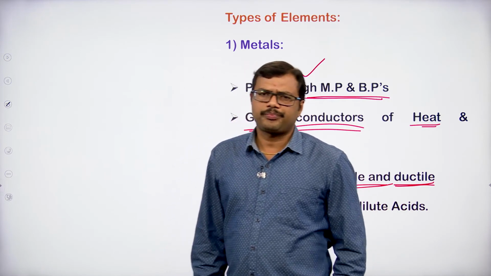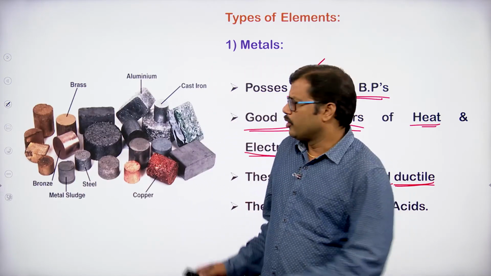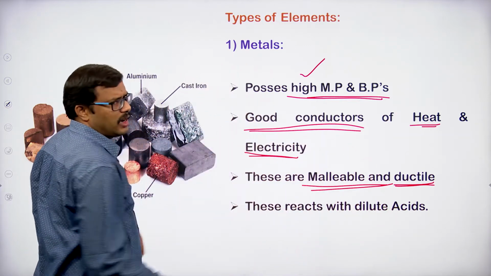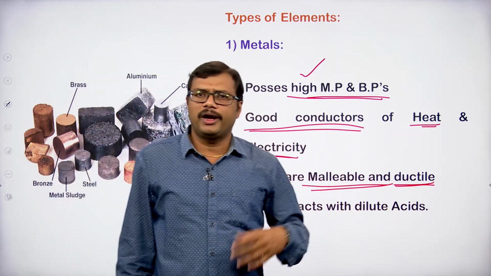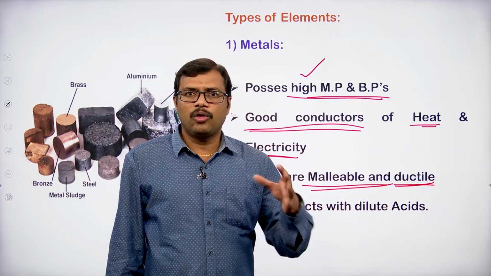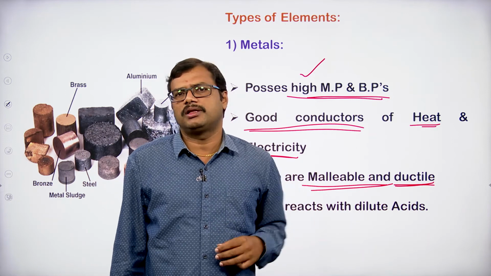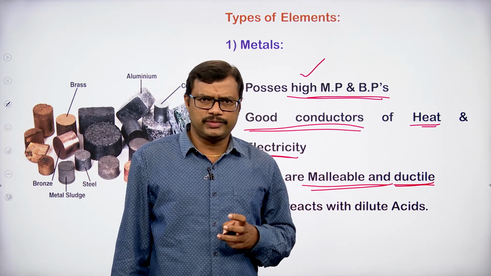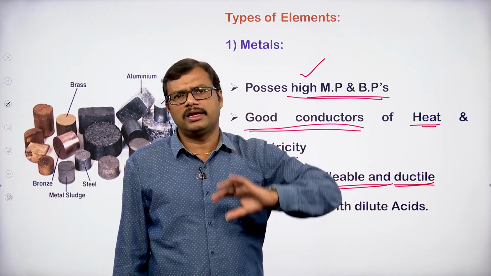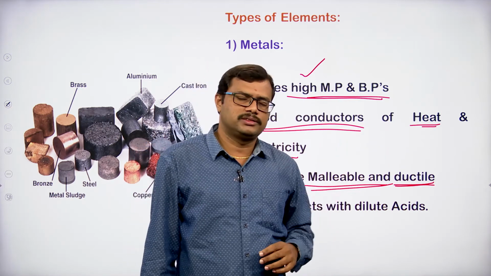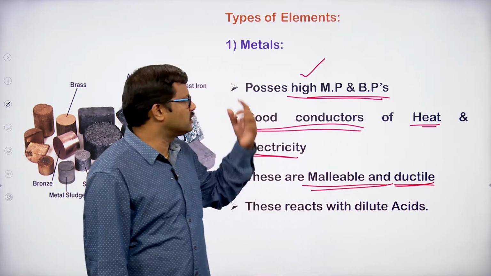So we can say that metals possess high melting points and boiling points. When you observe the periodic table, the left side portion is generally occupied by metals. How many metals do we have? More than 75% of the elements are metals. We have around 118 elements, and among these more than 75% are metals. And they are good conductors of heat and electricity.